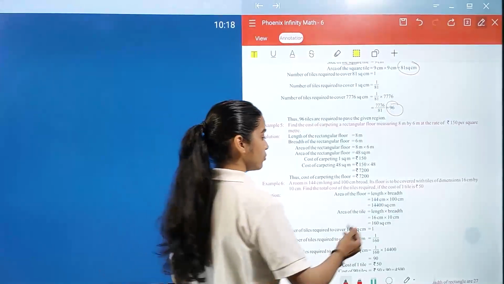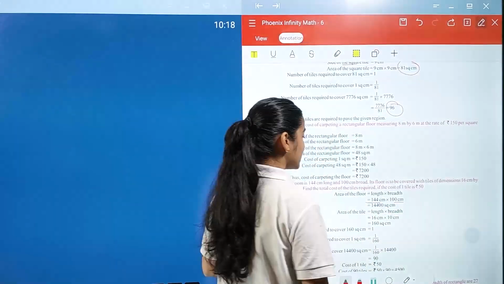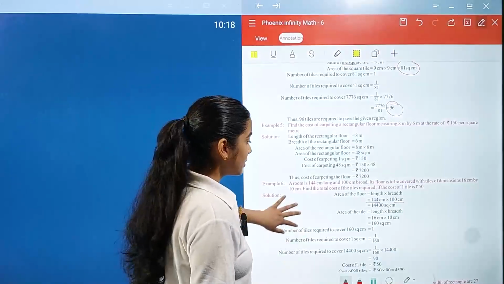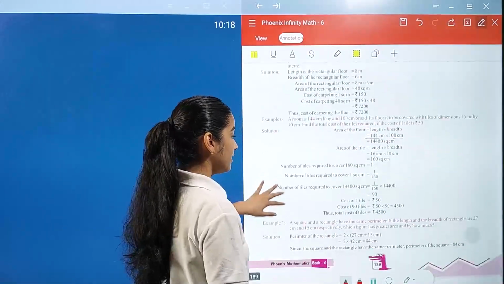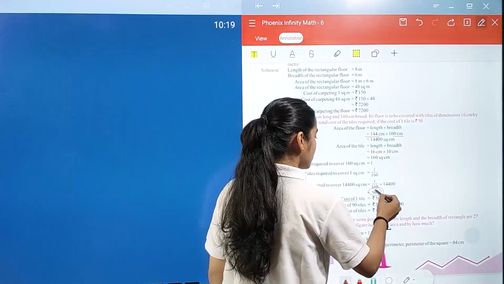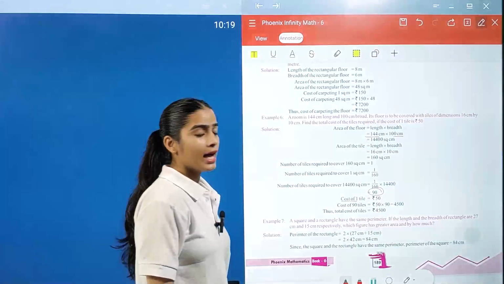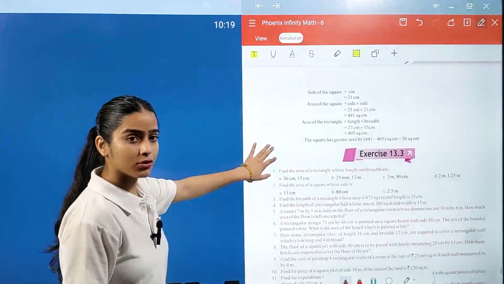So what do you have to do? You have to calculate the area of the floor, right? Then the area of the tile, you have to divide it, and after this you have 90 tiles. If the cost of one tile is 50, you just multiply 50 by 90 and you will get your answer, which is 4500. So in the same way you have to solve those questions.